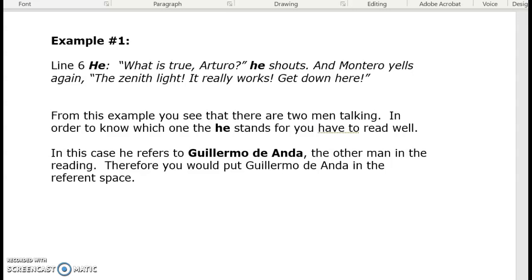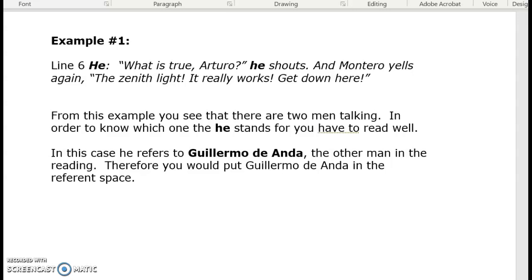Get down here. From this example, you see that there are two men talking. In order to know which one the he stands for, you have to read well. In this case, he refers to Guillermo de Anda, the other man in the reading. Therefore, you would put Guillermo de Anda in the referent space.